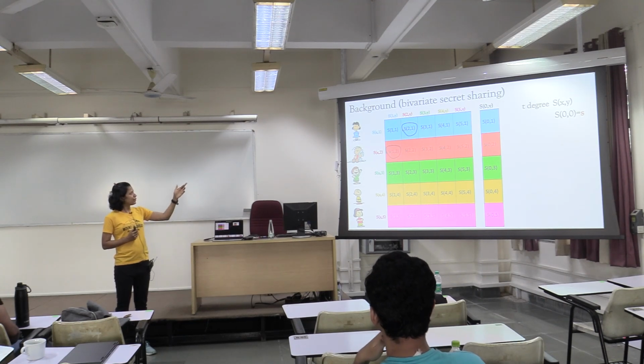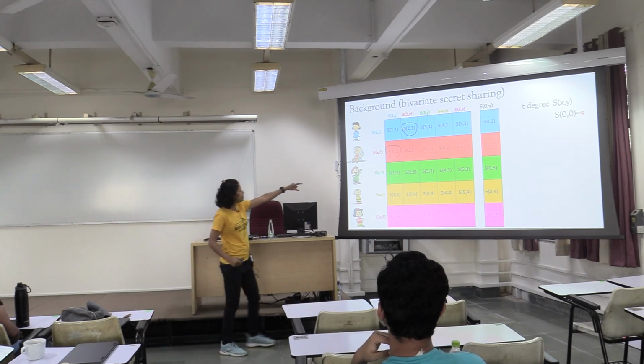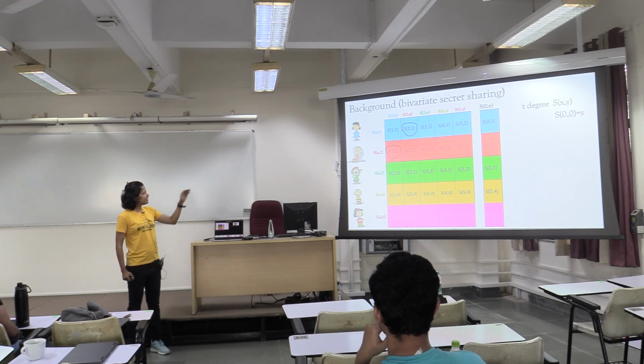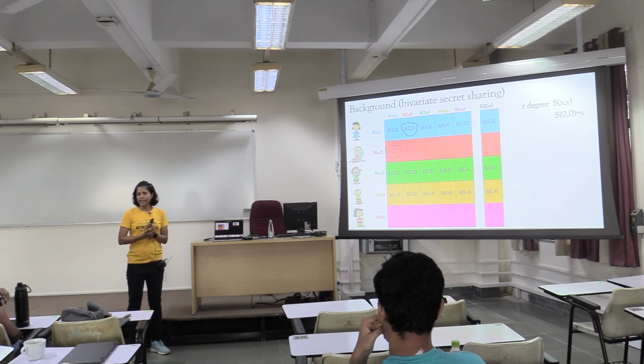If you look at S of 2, 1, P1 has it because it has the row, and P2 also has it because P2 has the second column. Similarly, S of 1, 2 is held by P2 because it has the second row, and it is also held by P1 because it has the first column. So now the dealer was supposed to give the first row, first column to P1 with respect to a proper bivariate polynomial of degree at most t, but the dealer might not have done it.